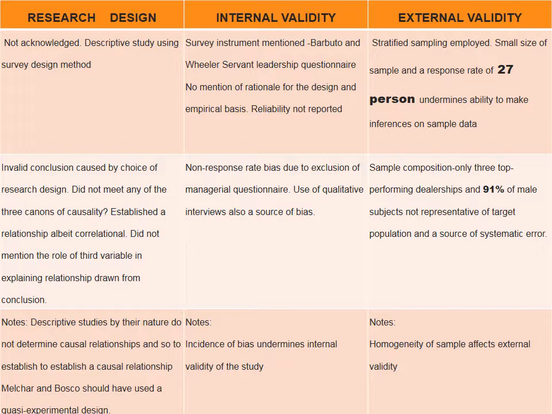Another notable flaw is the small sample size, which makes it difficult to draw inferences from the data sample. The low response rate of 27% constitutes a response bias which poses a threat to the quality of the study. It goes without saying, therefore, that Melker and Bosco mostly followed worse research practices which adversely impact the quality of their study.